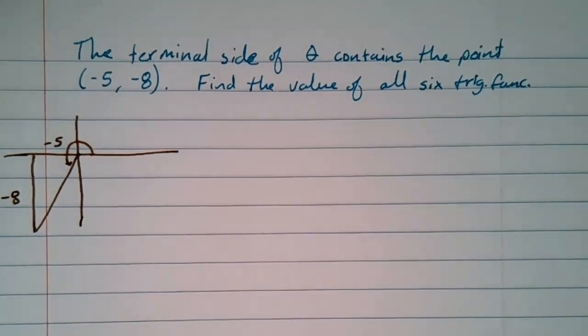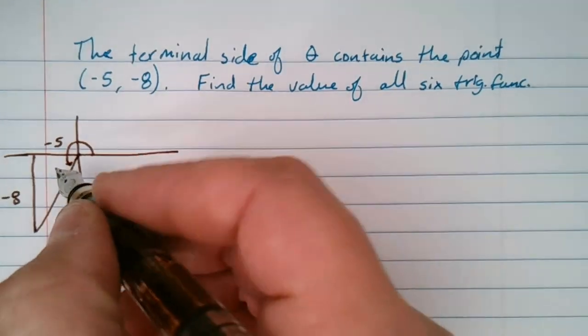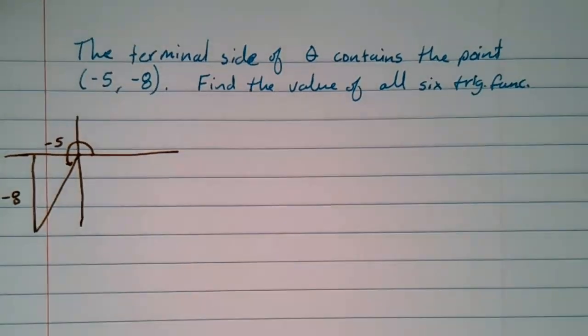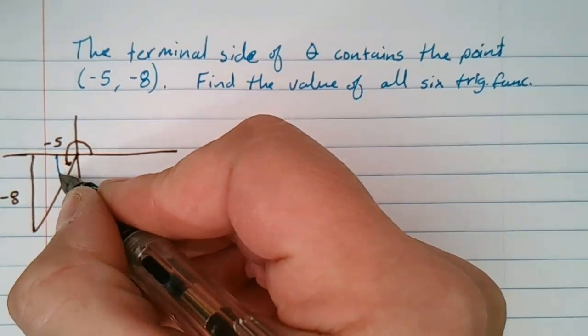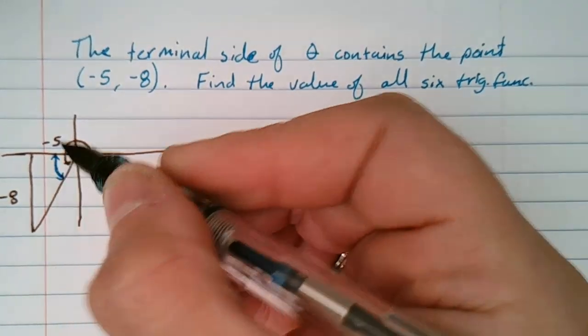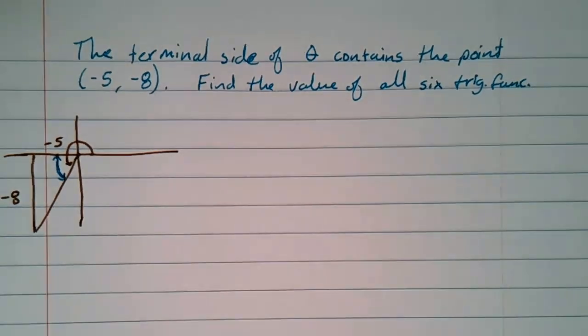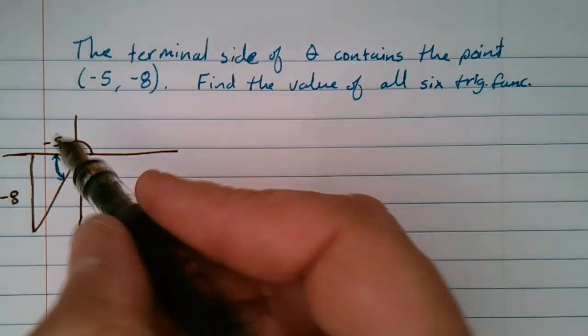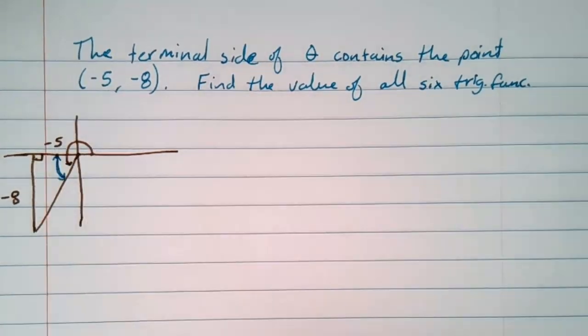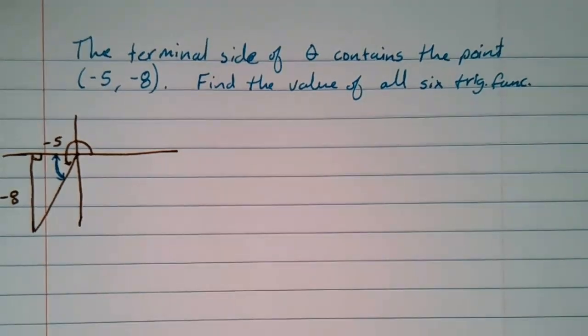But we know reference angles exist, and so we're actually allowed to use this angle. Let me change colors here. We're actually allowed to use this angle right here, and that's theta prime. So we're allowed to use the reference angle for this, which means we have a right triangle and everything works. The only difference is going to be the sign of our answers, S-I-G-N.